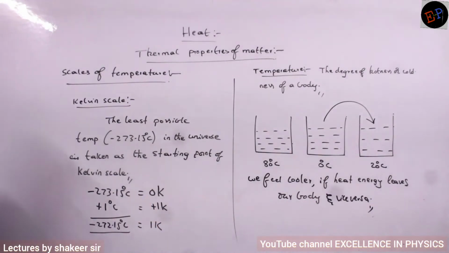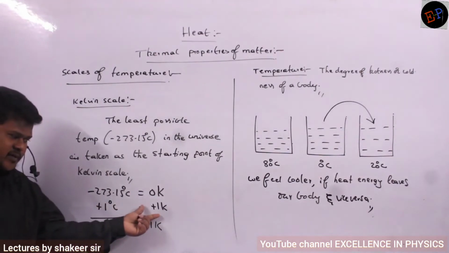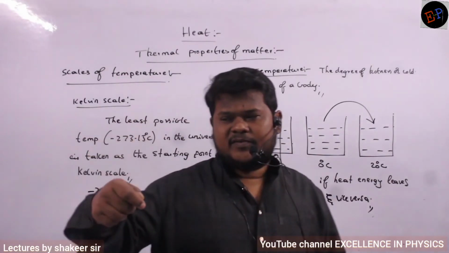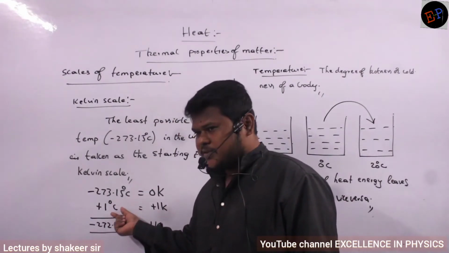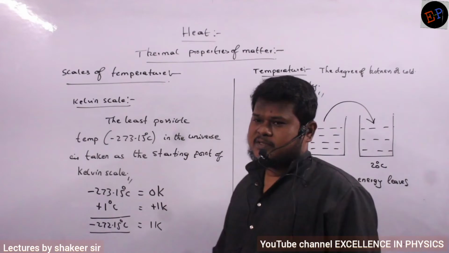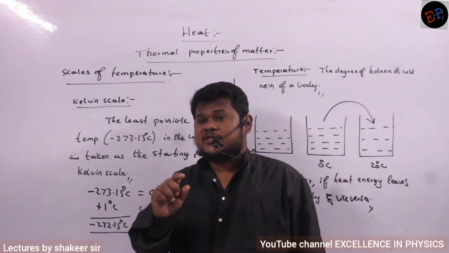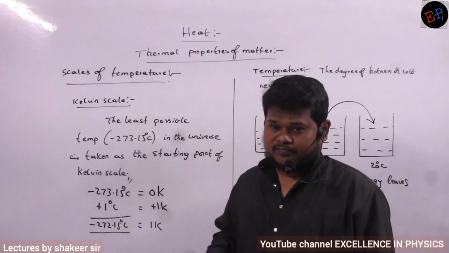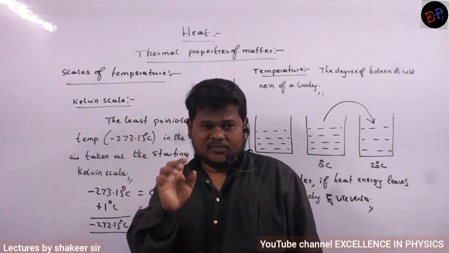Are you able to understand? So what do you understand? The division of the Celsius scale and the division of the Kelvin scale are the same. Okay? So what are divisions? Divisions means the difference between 2 points. So what is the magnitude of a division in the Celsius scale? The same magnitude of division is present in the Kelvin scale also. It means a 1 degree Celsius change is equal to a 1 Kelvin change also. Are you able to understand? Changes are same. Temperatures are not same.